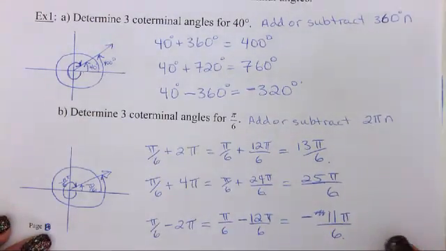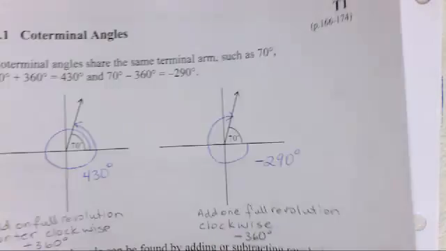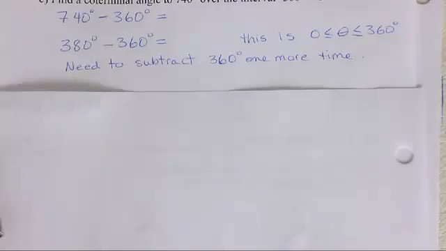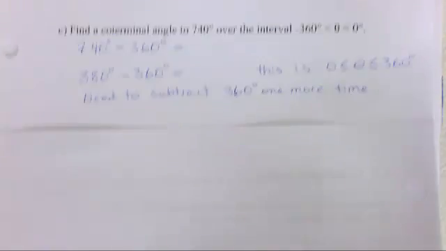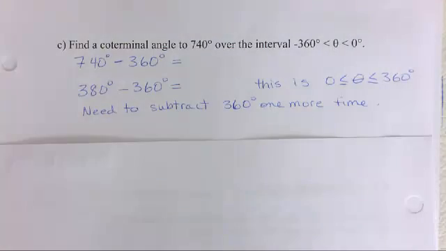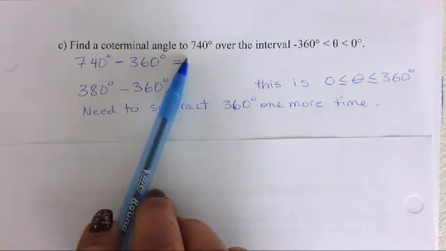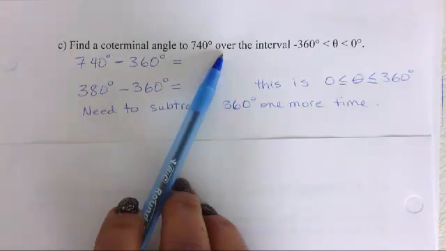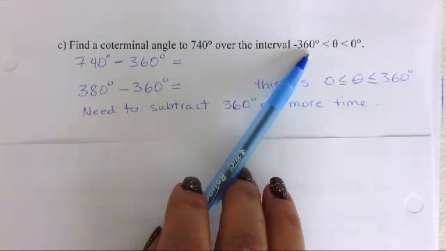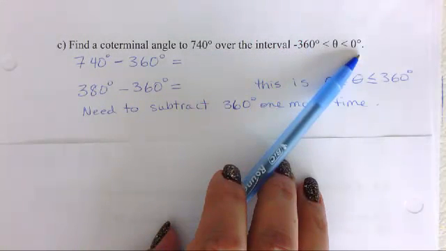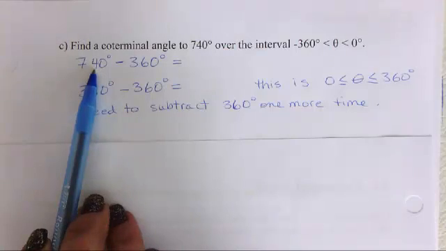Okay, now let's move on to the next page. We're going to do a couple more examples with coterminal angles. Here, this one says, find a coterminal angle to 740 degrees over the interval -360 to 0. So this means that we're kind of going in the opposite direction, right? But we still have the same approach.